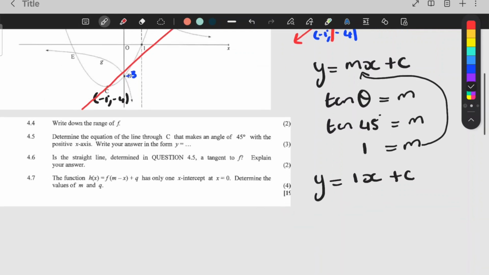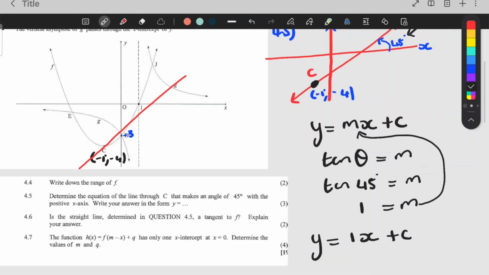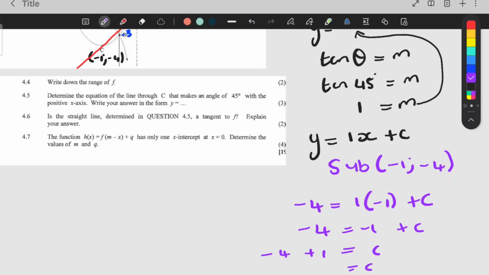And then I have to substitute a point on the line. Now, it said the line goes through C. So I'm going to substitute C. Negative 4 is equal to 1 times x, and x is now negative 1, plus c. Negative 4 plus 1 is c. I get my c to be negative 3. So the equation of the straight line is y is equal to 1x minus 3.